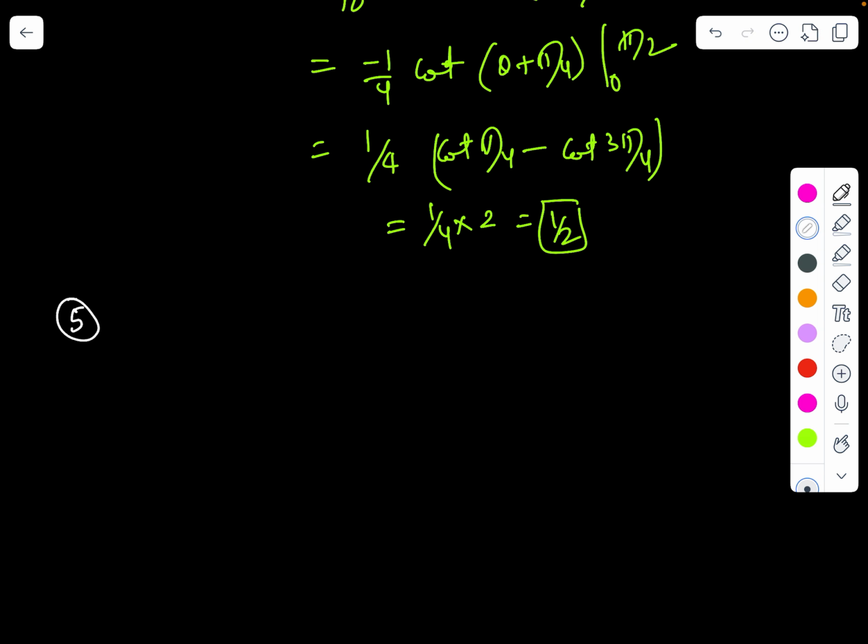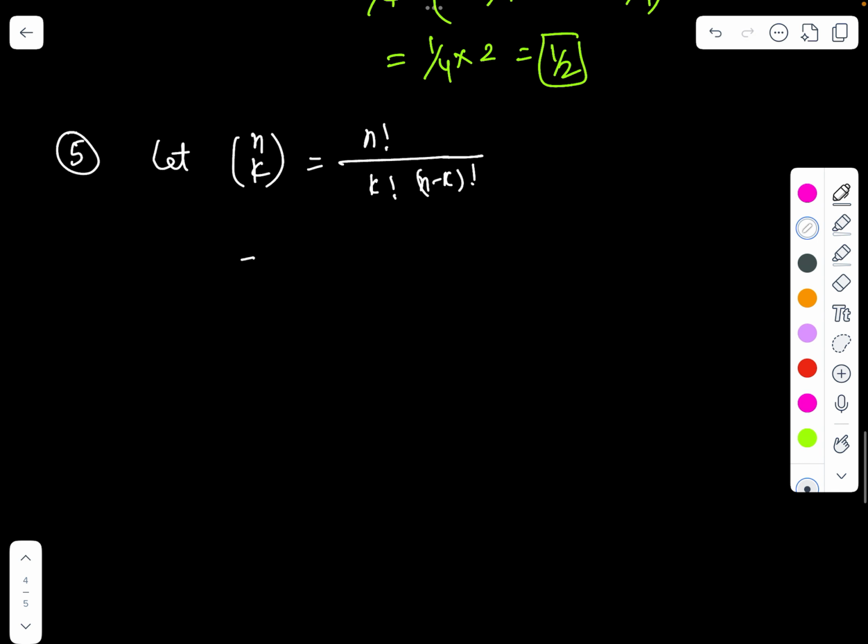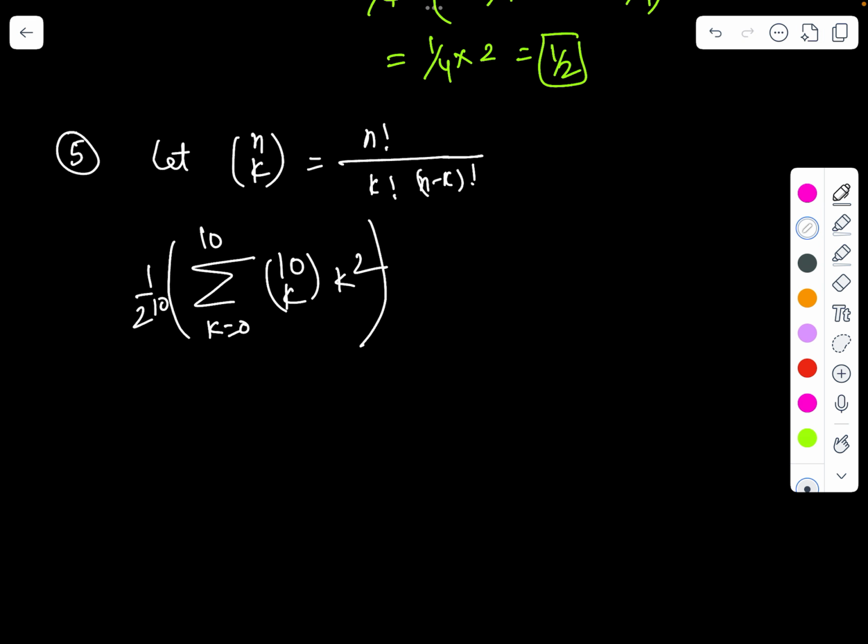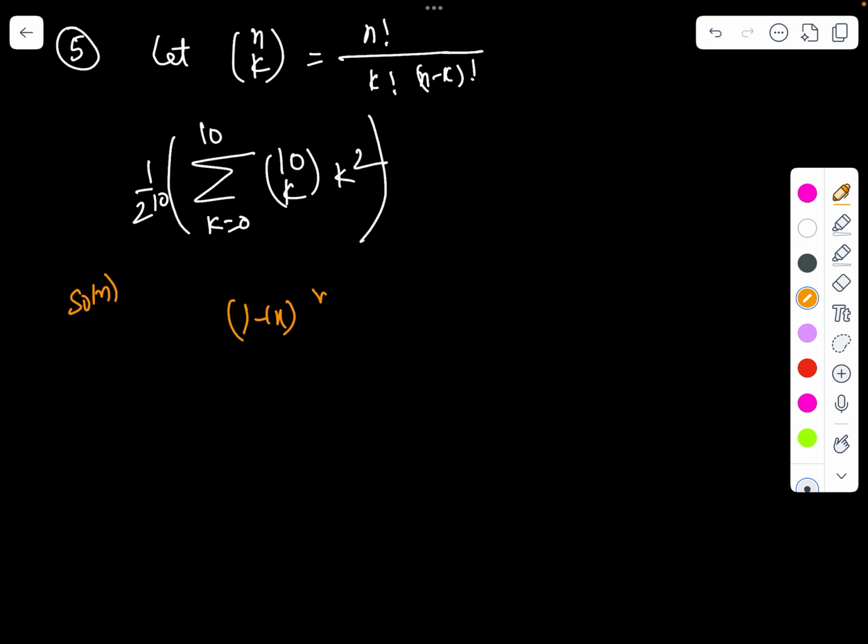Right. Let's move to the next question, and it's also a bit interesting. The question says, let n choose k equal n factorial by k factorial into (n minus k) factorial. Then we need to evaluate the sum of (10 choose k) square, k equals 0 to 10, times 1/2 to the power 10. Now this is a pretty estimated question and you can solve it, since we know (1 plus x) to the power n is the sum of n choose k x to the power k, k equals 0 to n.